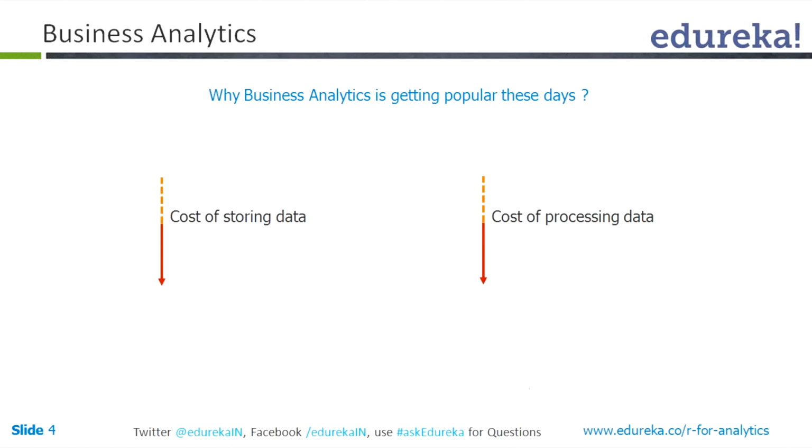Can anybody imagine what was the cost of 1 terabyte hard disk in 1990 maybe? What was the cost of 1 terabyte hard disk in 1990? Any answer, any rough guesses will help us. Ashok Kumar is saying $1,000. No, it was much more than that value. Amit Sood is coming to a point. He's saying $1 million. Can we imagine?